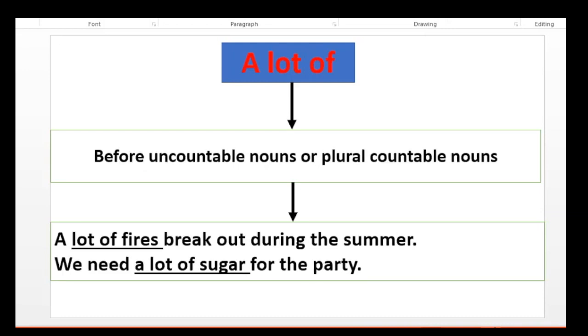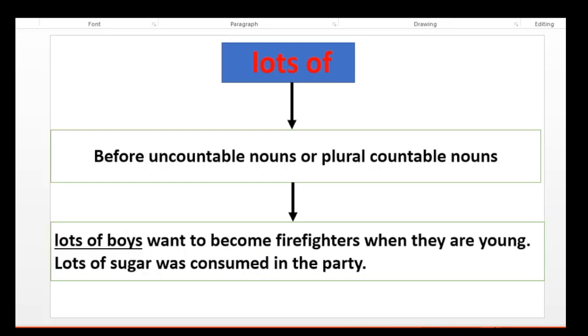A lot of is used before uncountable nouns or plural countable nouns. A lot of fires break out during the summer. We need a lot of sugar for the party. Lots of before uncountable nouns or plural countable nouns. Lots of boys want to become firefighters when they are young. Lots of sugar was consumed in the party.